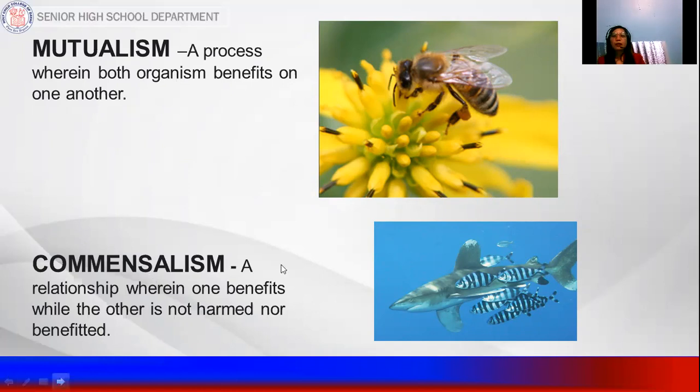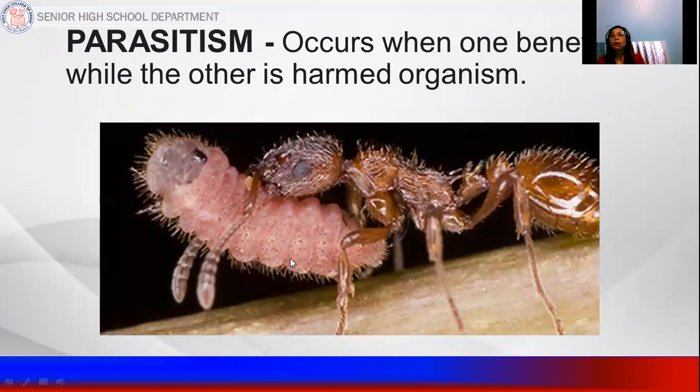While parasitism occurs when one benefits while the other is harmed. This is an example of parasitism. The parasite gets something from the other, but in return the other gets nothing. It may even die, or be killed, or be taken for food.